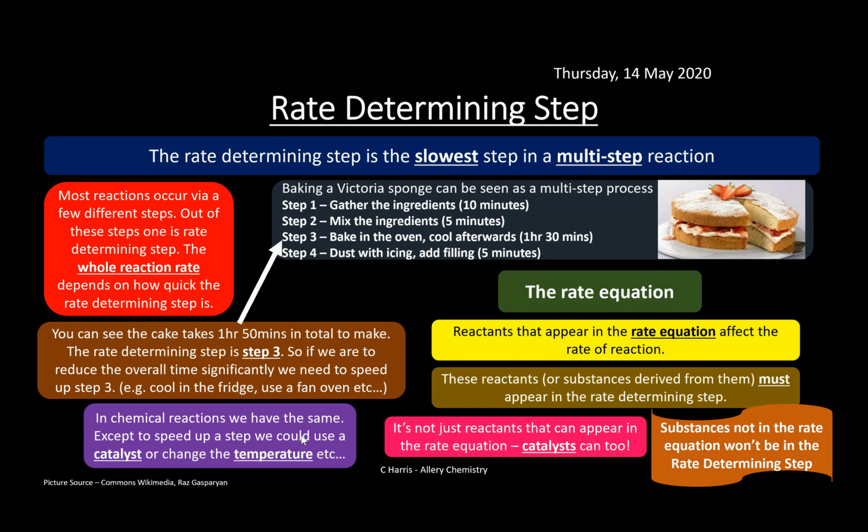Okay, it's not just reactants that can appear in the rate equation. Catalysts can too. So you might have a rate equation with a species in there which isn't a reactant. If species C is in the rate equation, but C isn't a reactant, then C must be a catalyst. So catalysts can appear in the rate equation because they do have an impact on the rate of reaction.